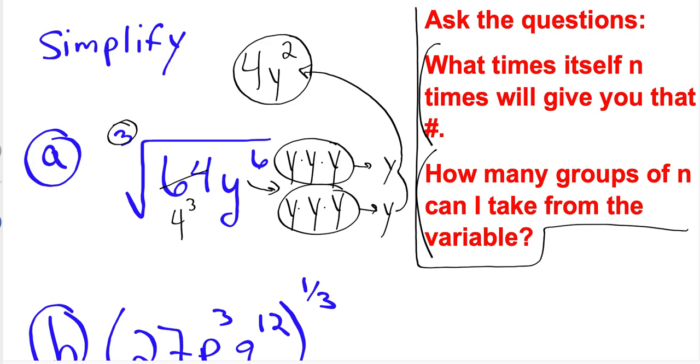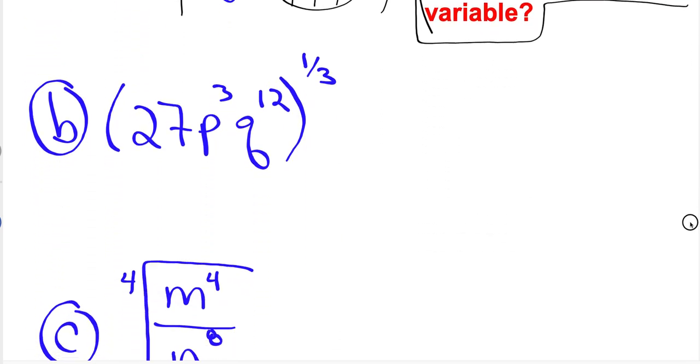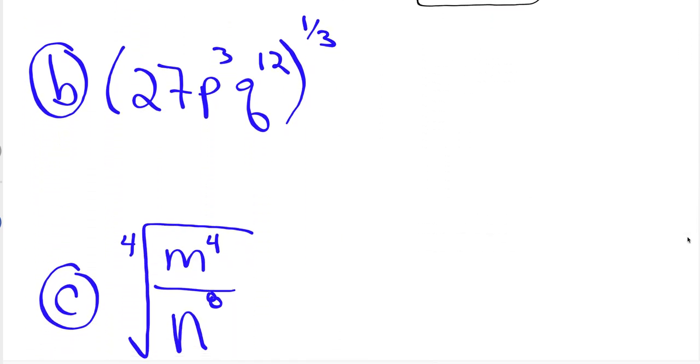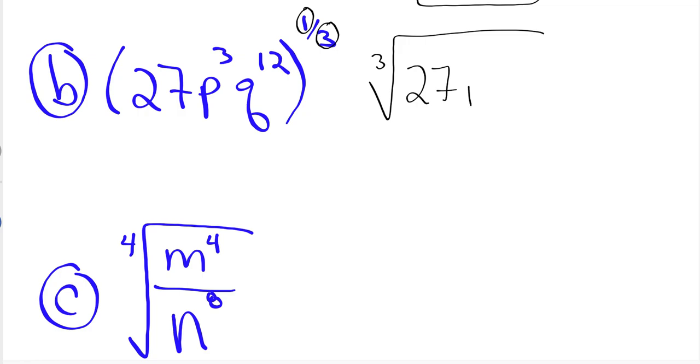Let's try another one. So I have the 1/3 power. What is the 1/3 power? Well, it's power over index. So that means it's a cube root. I have the cube root of 27 p to the third q to the 12th. Is there a number that multiplies by itself 3 times to get 27? Yeah, that would be 3 times 3 times 3. So 27 is a perfect cube. We get a 3 from that one.